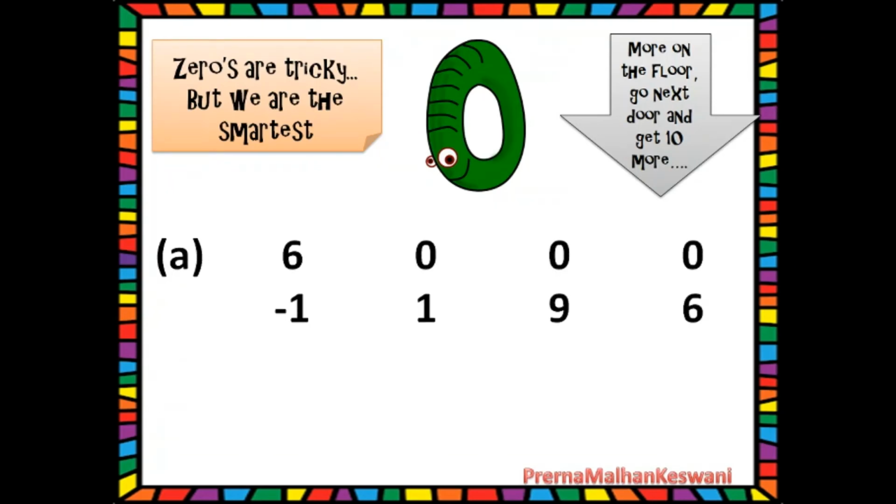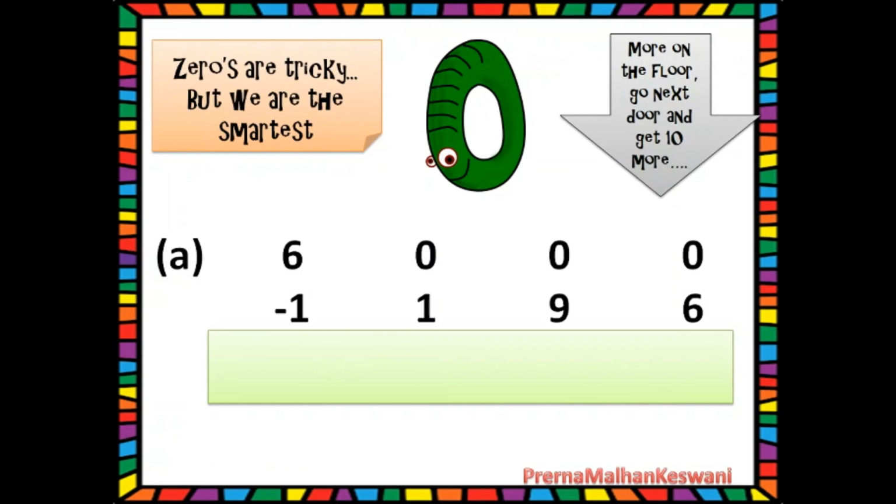Now children, this question is having a lot of zeros. So you have to be very careful in this question, children. Let's see. 0 minus 6, the ones column. You have to go to the next door because it is more on the floor. But next door is having 0. That means it's not having anything. So we will go to the next door again. But it is having 0. So again we will repeat the process and we will be going to the next door, which is 6.